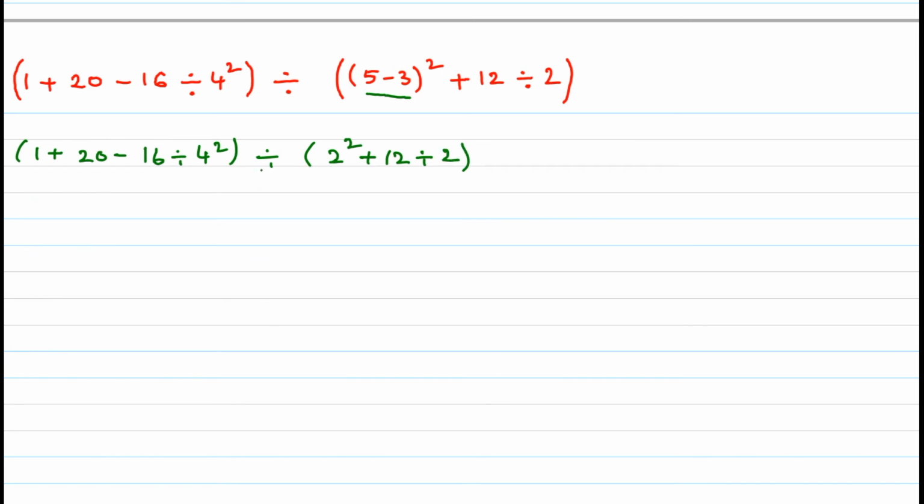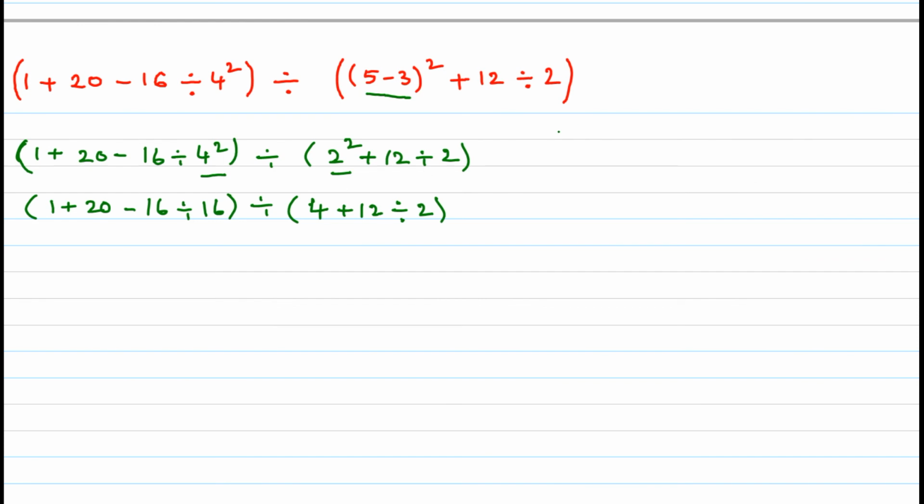So now once this part is over, again we have to solve brackets, but within the brackets so many things are there. So within that, which thing comes first after bracket? After bracket, order should come first, so I want to go ahead with the orders. So 1 plus 20 minus 16 divided by 4 square is, sorry, 2 square is 4 here, plus 12 divided by 2. So 1 plus 20. Once this part is over, again we should be within the brackets only.